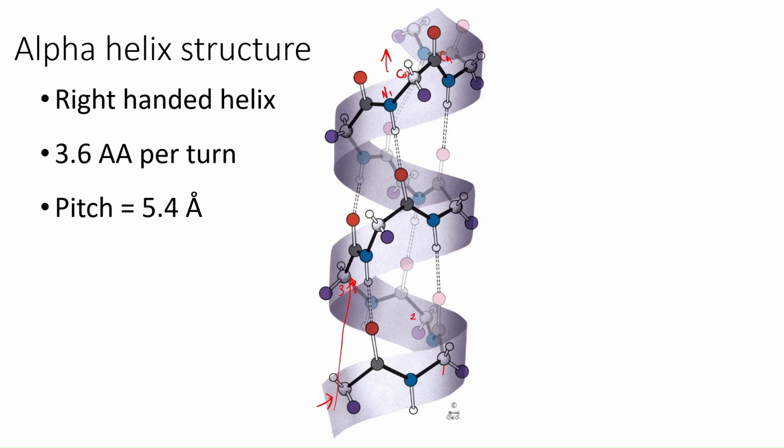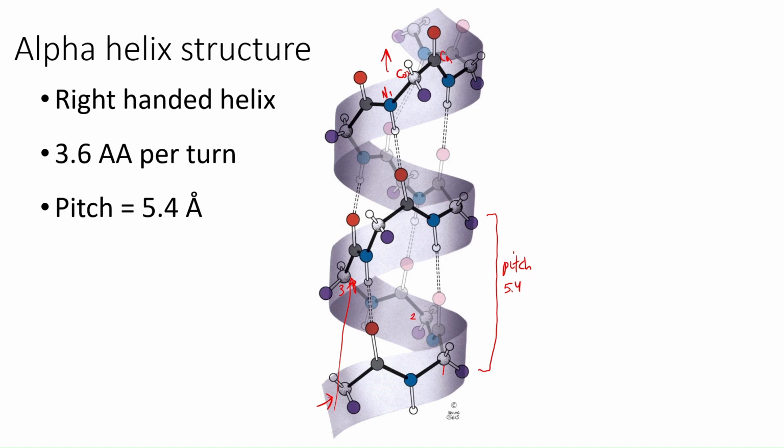The next property of alpha helices is the pitch, and the pitch refers to the vertical distance between one exact turn. So this is the pitch, and the pitch is always 5.4 angstroms long.